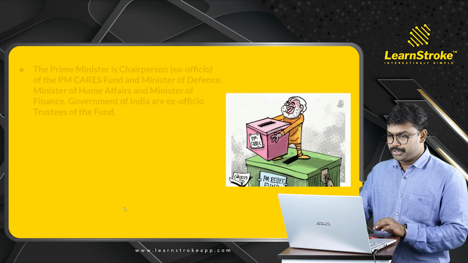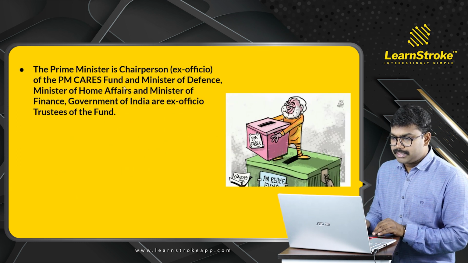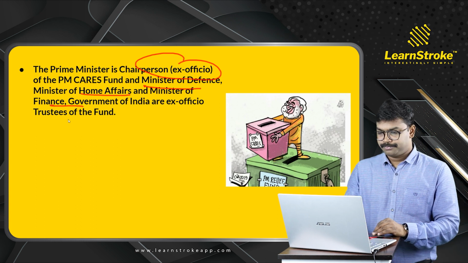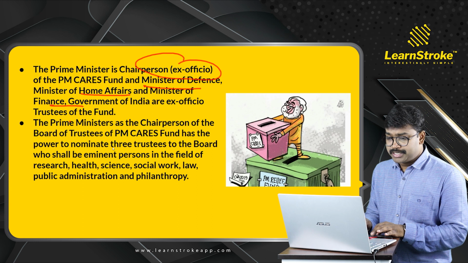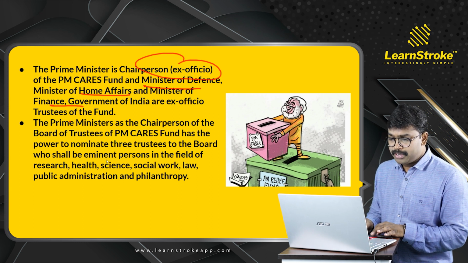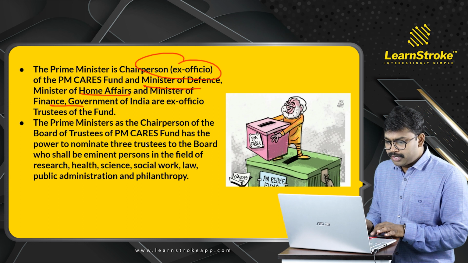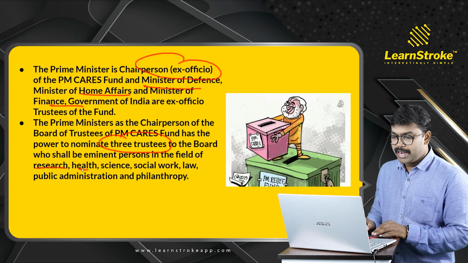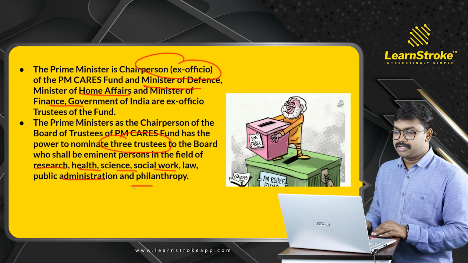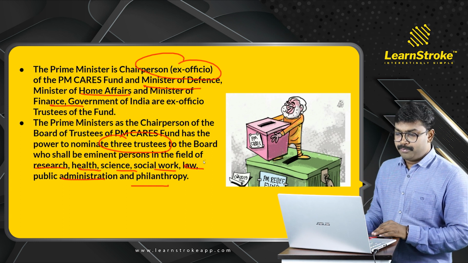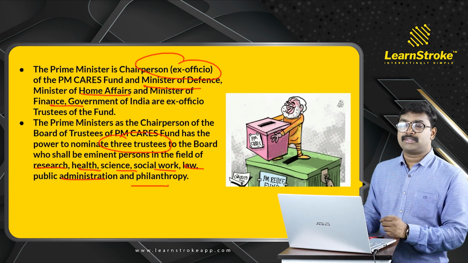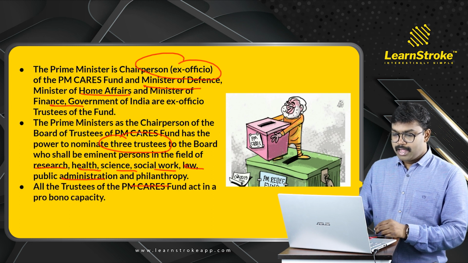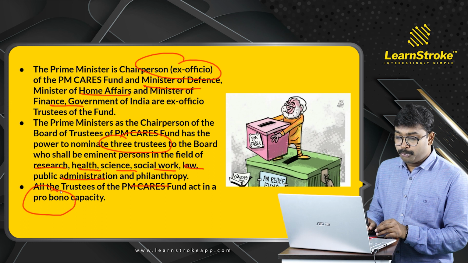And moving on to the composition, as I said, the Prime Minister is the ex officio chairperson, and the ex officio trustees are Defence, Home Affairs and Finance. And the next point: the Prime Minister is the chairperson, and the Board of Trustees has the power to nominate 3 trustees. They can nominate 3 trustees to the board who shall be from research, health, science, social work, public administration, philanthropy and law. So the Prime Minister can appoint 3 extra trustees. And all the trustees work in pro bono capacity.